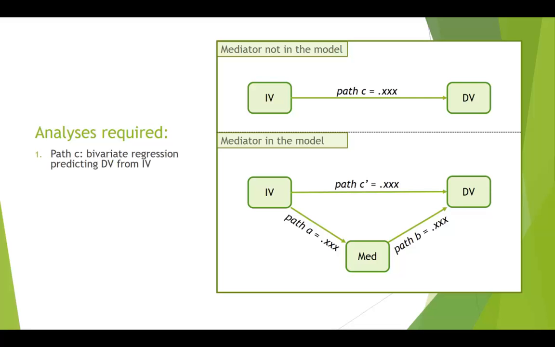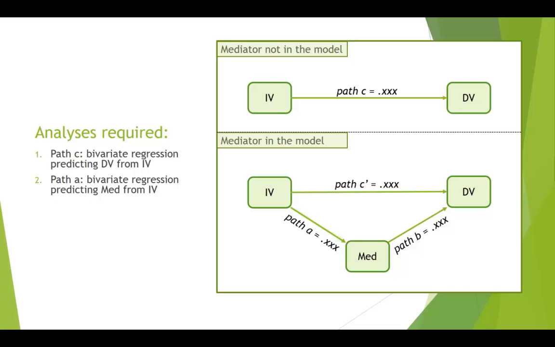So we're going to look at path C up the top, which is simply done by bivariate regression, predicting the DV from the IV. That's that one there. Then the next one we want to look at is path A, and that's down there. To do that, we do the bivariate regression predicting the mediator from the IV. So the mediator gets entered as the dependent variable in a regression analysis, and the IV is the IV, and that'll give us that one there.